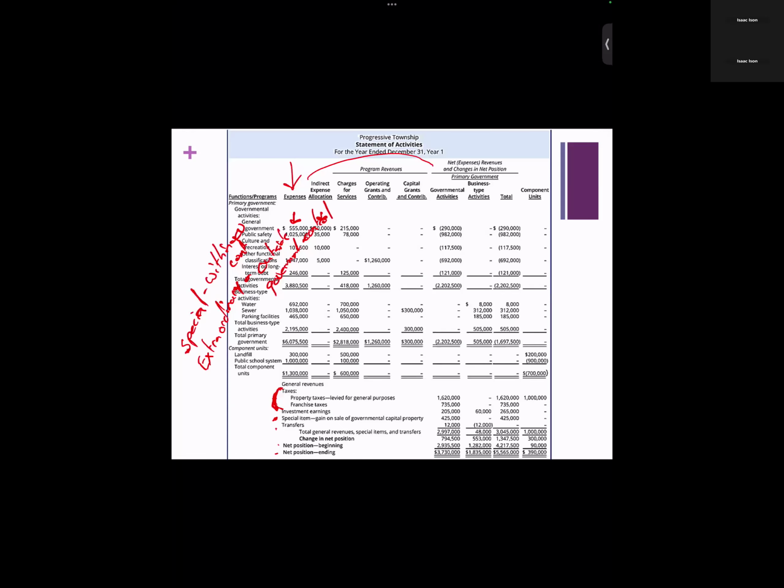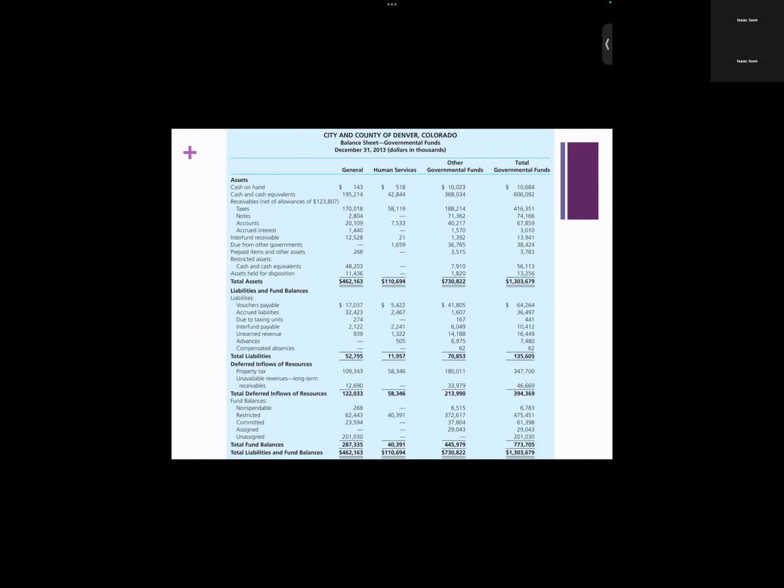Okay, so that's for our government-wide financial statements. Now it looks like we're switching into governmental because it's saying balance sheet. Okay, so our governmental funds. So remember that's GDPSC. So balance sheet, and if you look in here, you're going to see there are no long-term assets. Okay, these are all current, and no long-term liabilities. They're all current.